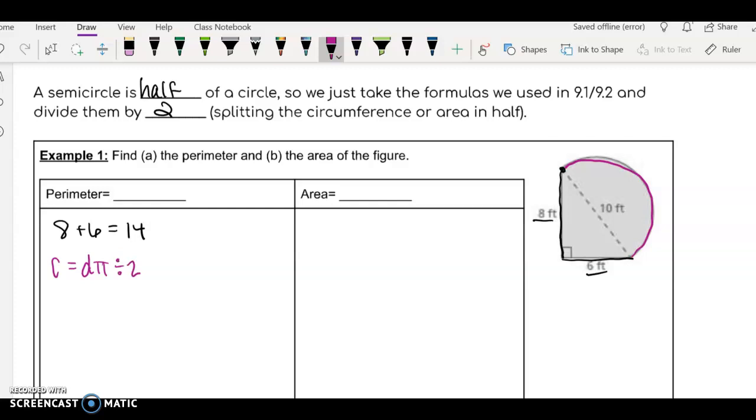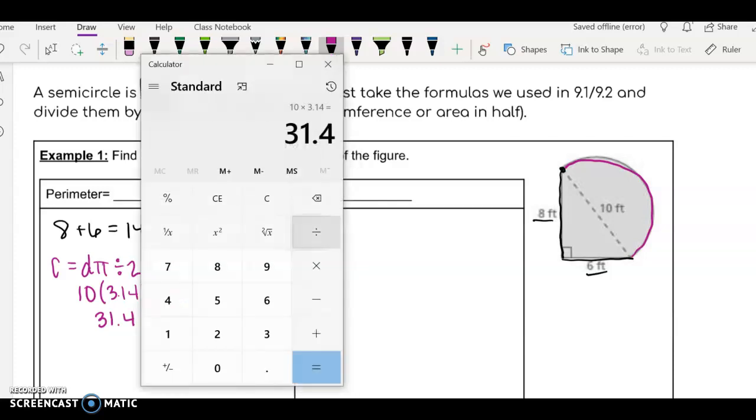My diameter is my distance across my circle, and so that's 10. We use 3.14 for pi, and then I'm going to divide that in half. So 10 times 3.14 gives me 31.4, and then I'm going to divide that by 2. So divide by 2, and I get 15.7.